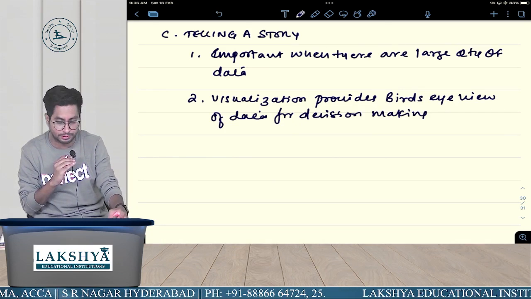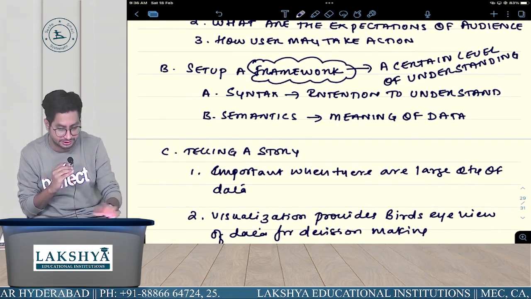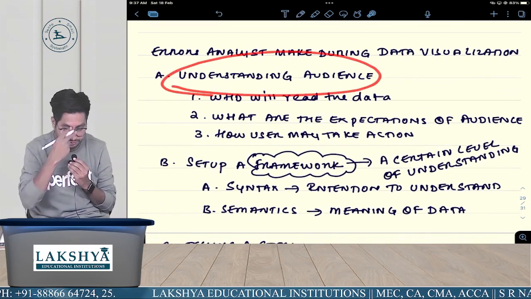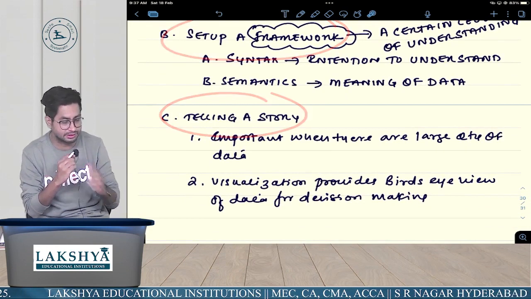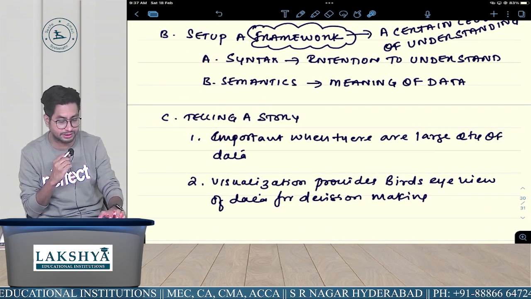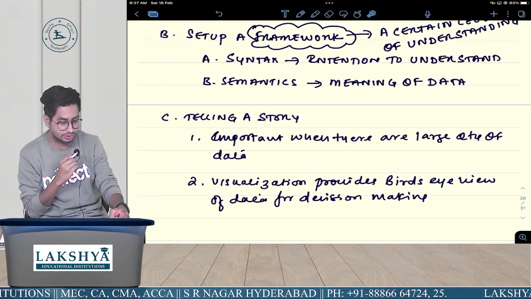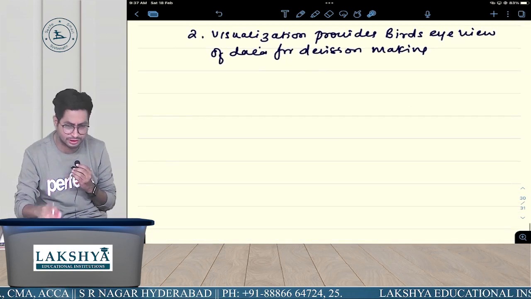So how many problems do you have to solve before presenting the data? 3 problems. Problem number 1, understand the audience. Problem number 2, set up a framework. And problem number 3, telling a story. Story means converting huge quantities of data into small quantities. That is called telling a story. Understood?